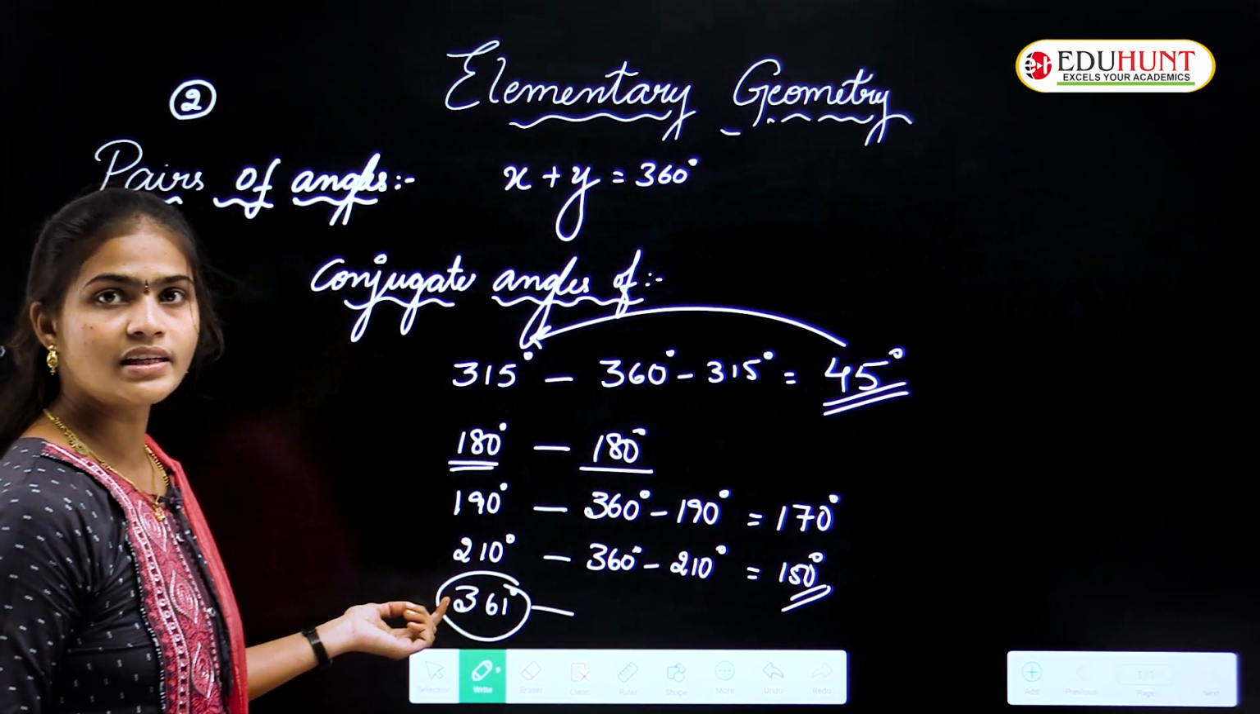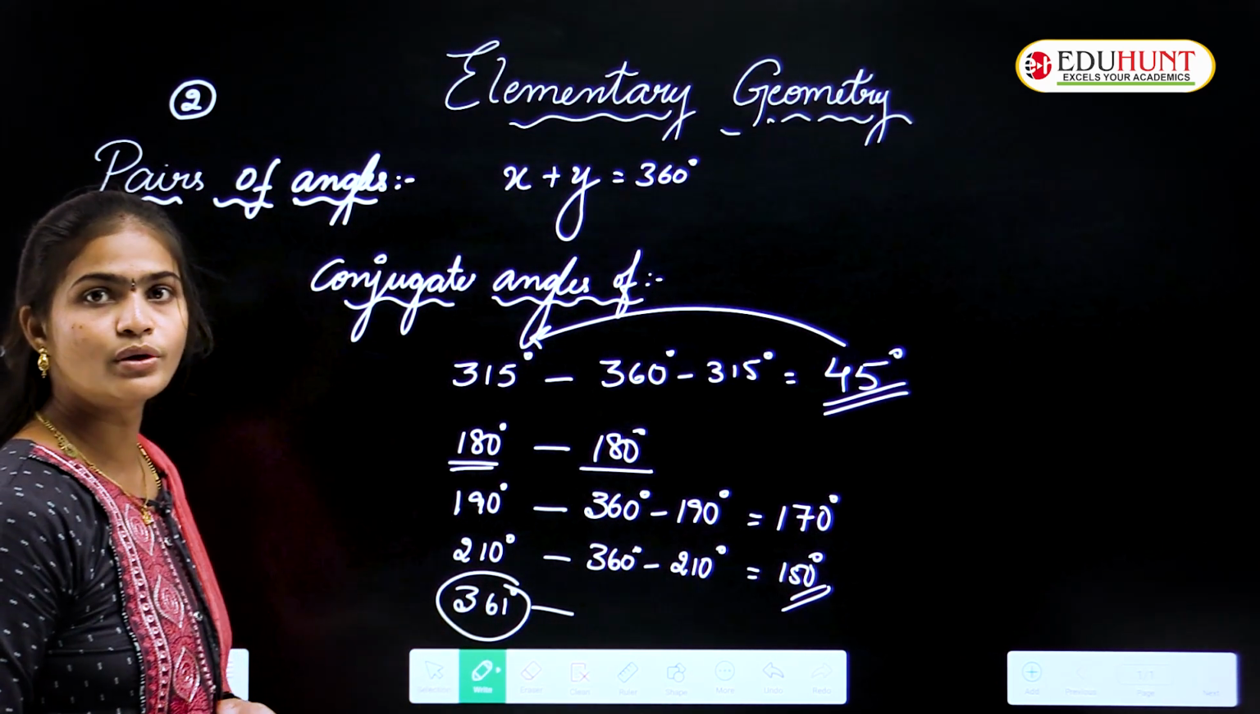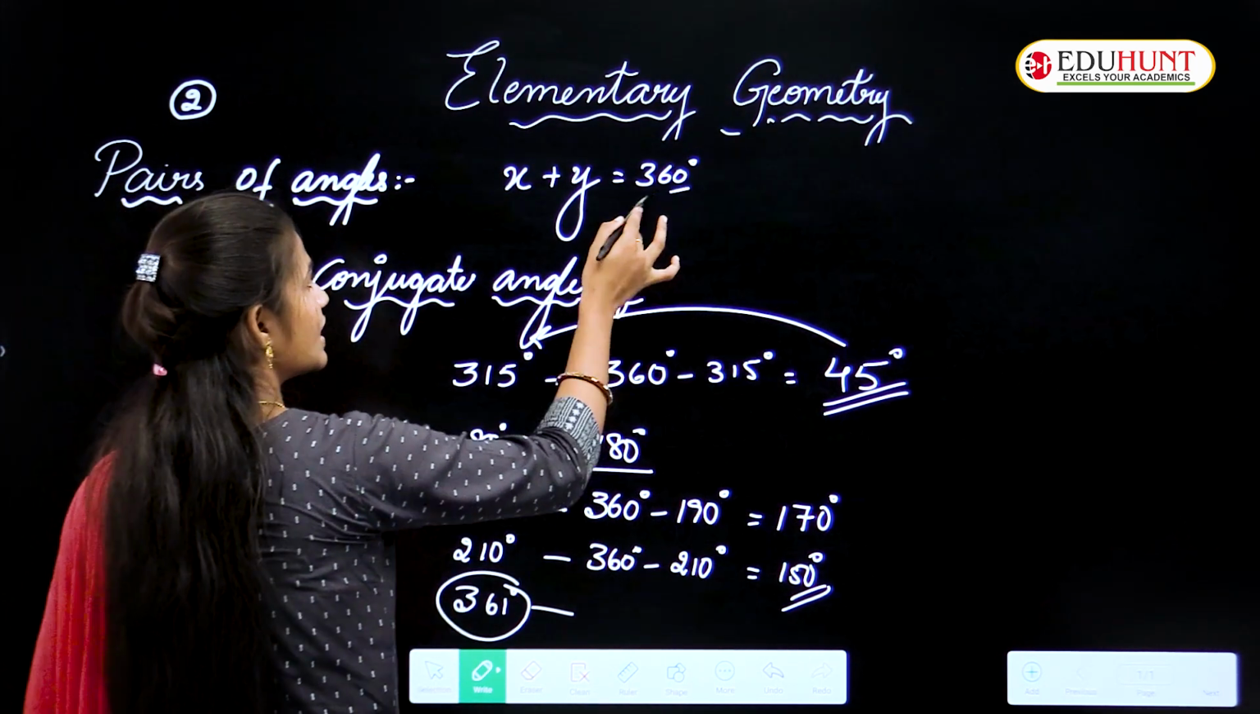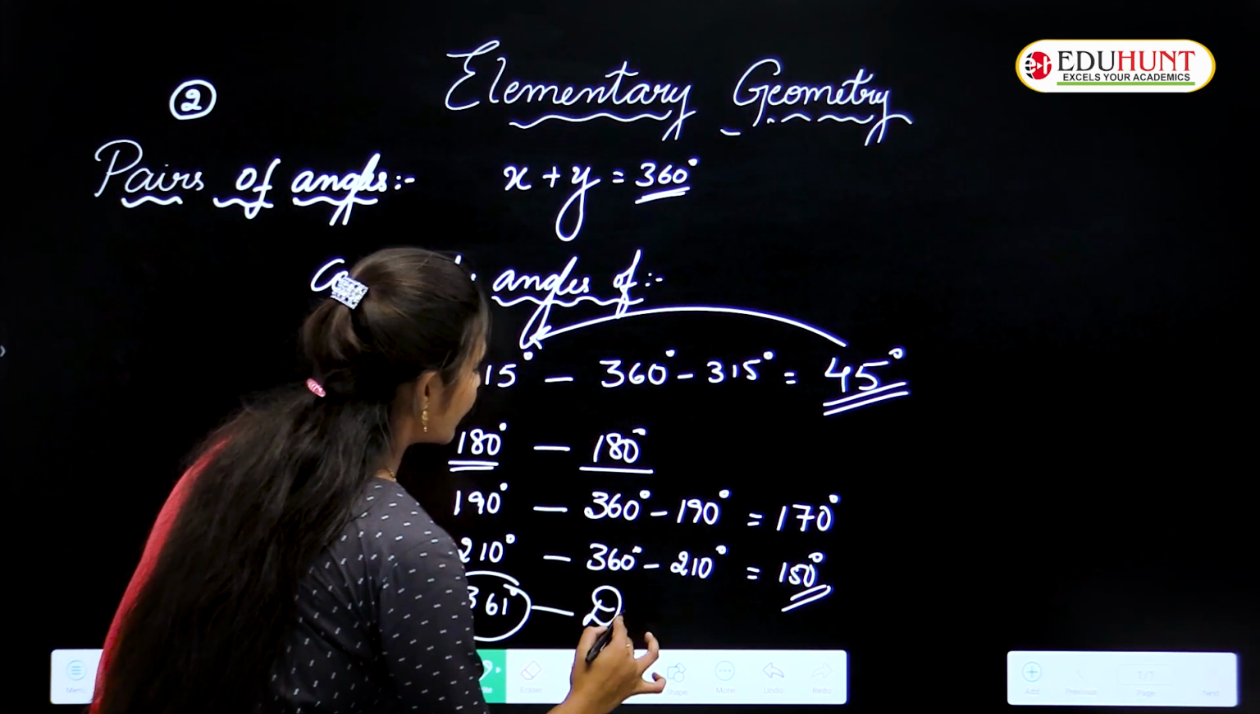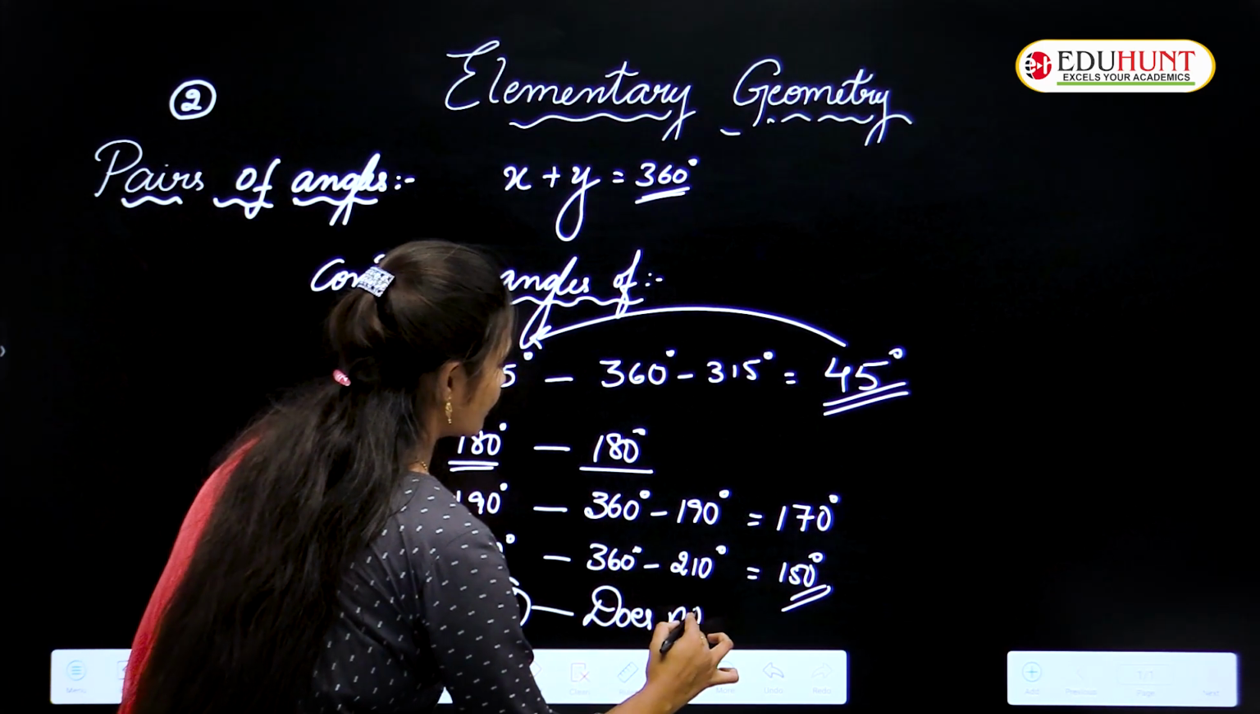Next, 361. So this is again given as more than 360. We know that the sum of two angles must be equal to 360. But here this is given as more than 360. That's why it does not exist.